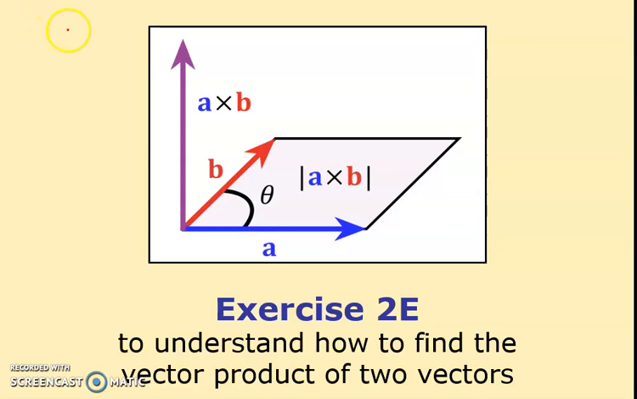Hi there, this is exercise 2E for Year 12 Further Maths. We're looking today at what's called the vector product. Product, you remember, is where you times two things together, so the vector product is where we times two vectors together. And this is it here, actually.